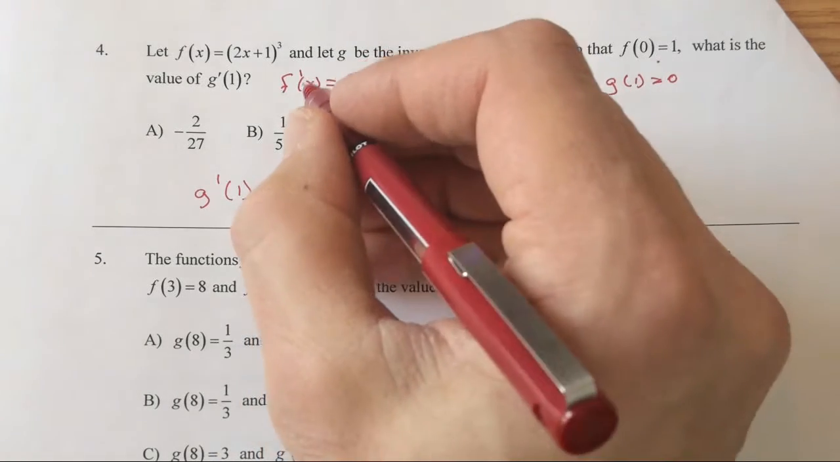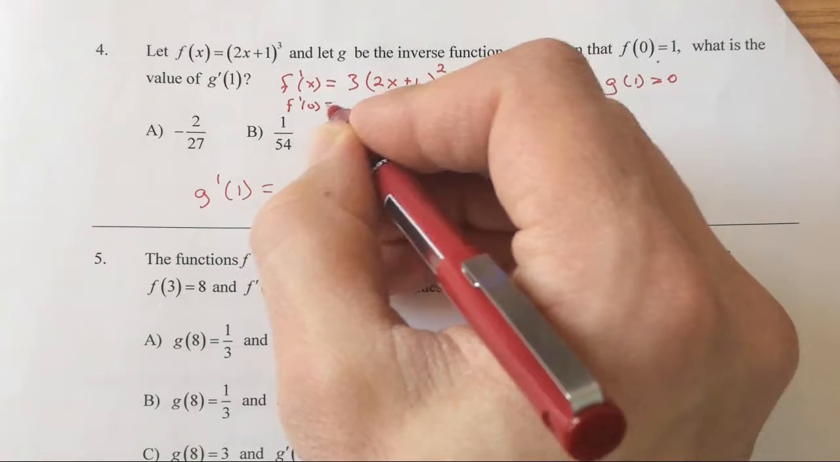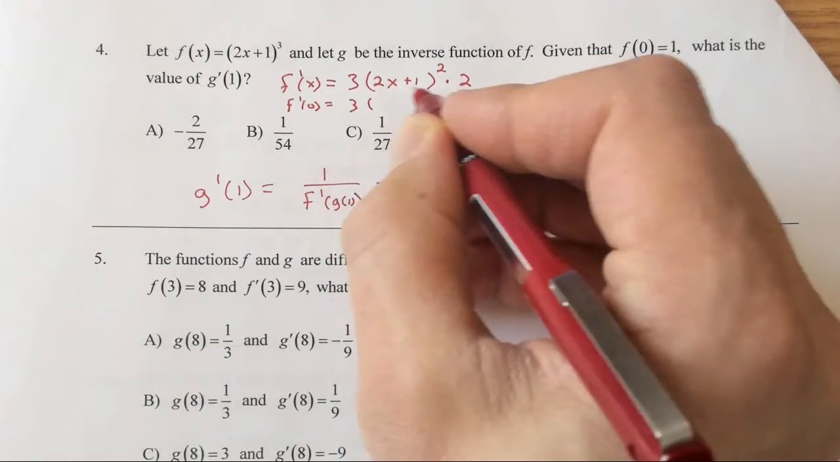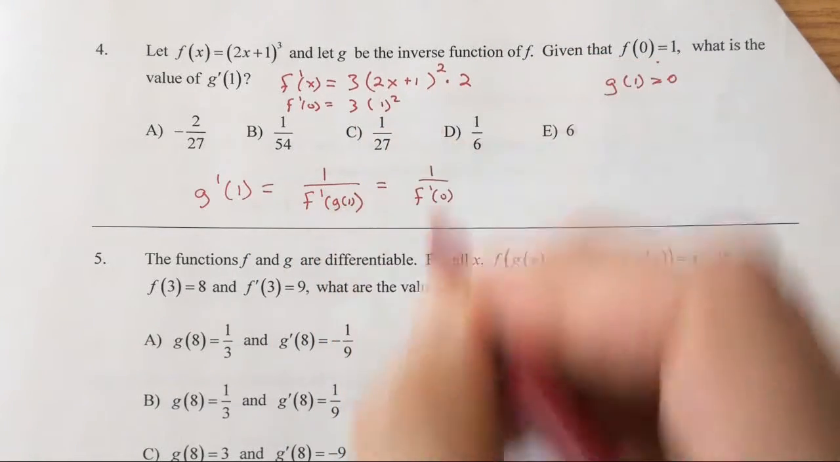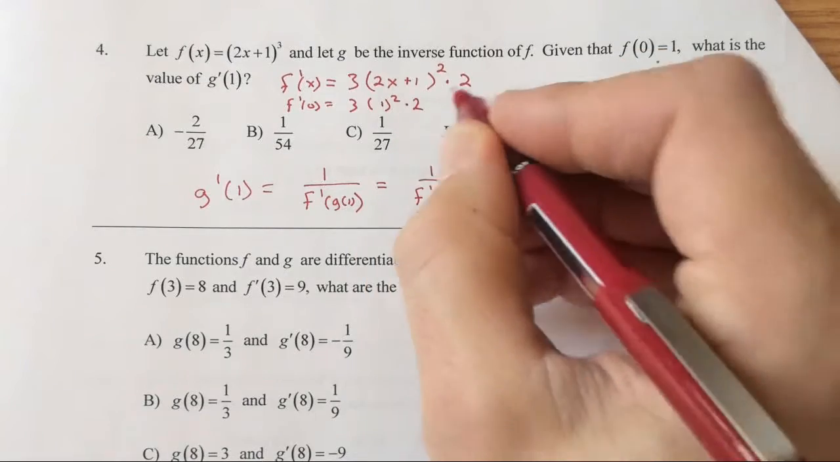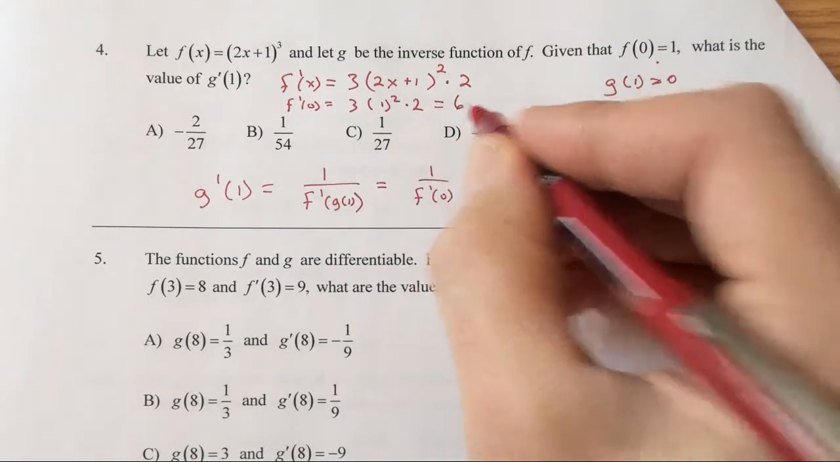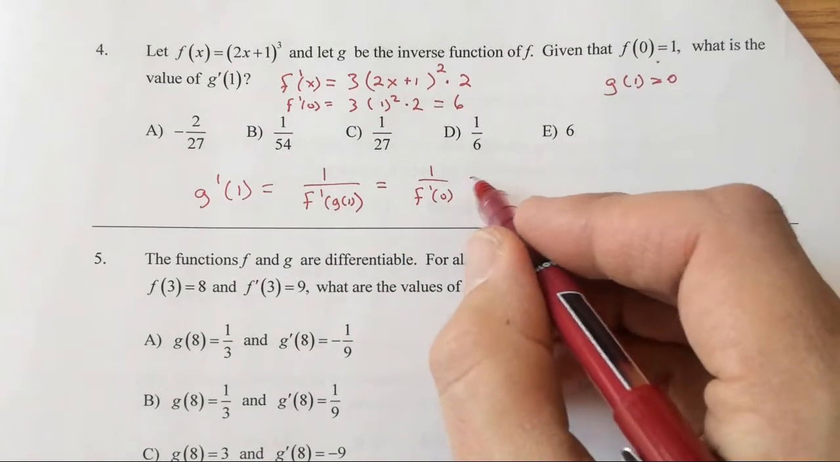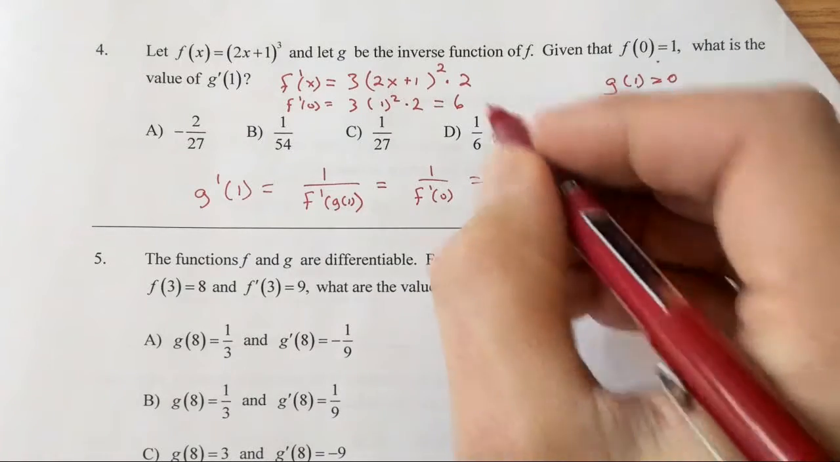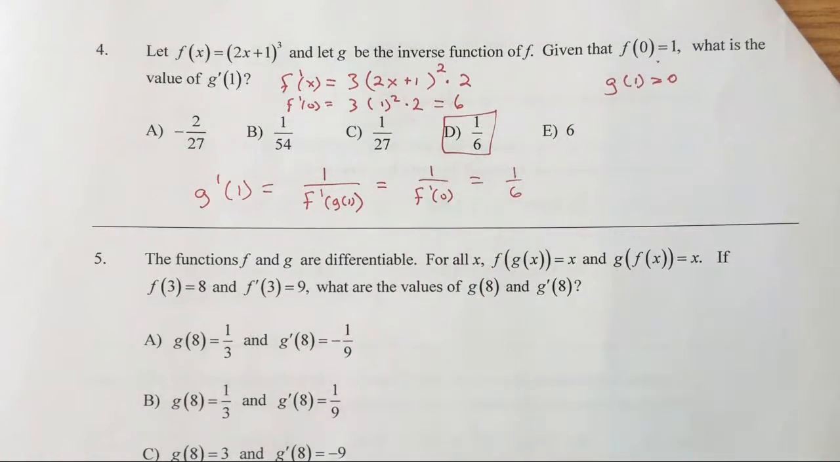We want f prime of 0. When we plug in 0, we have 3 times 0 plus 1 is 1. So 3 times 1 squared times 2. 3 times 2 is 6. So f prime of 0 is 6. So we have 1 over 6. And our answer is D.